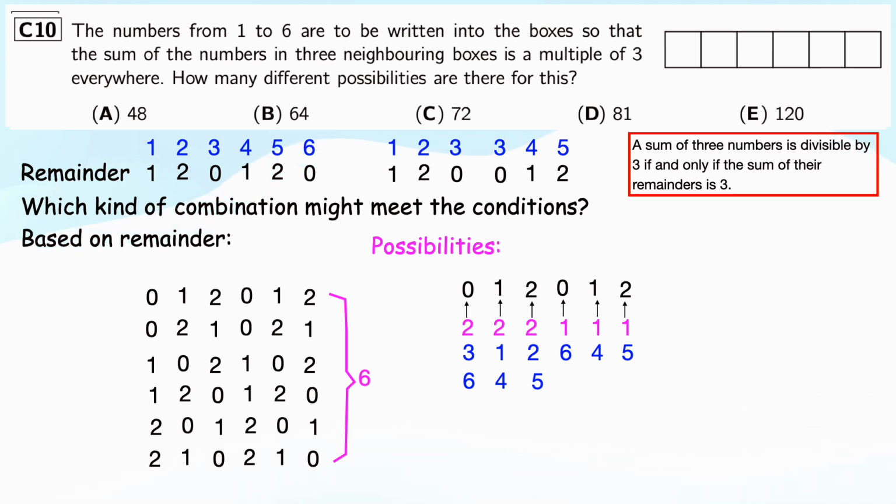So how many possibilities for this combination in total? There are 8: 2 times 2 times 2 times 1 times 1 times 1. And in total, there are 6 such combinations. Therefore, 6 multiplied by 8 gives 48 possibilities. So in the end, the answer is A. In this way, we can solve the problem. We just transfer the actual numbers to some rules and then make it much simpler, and then we get the answer much more efficiently.